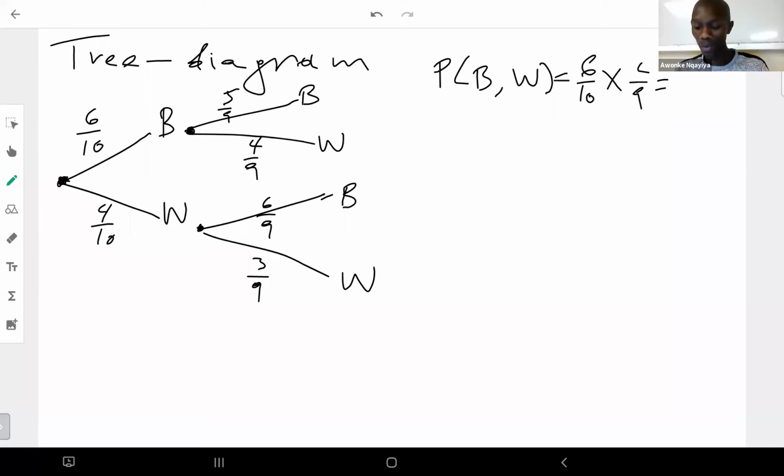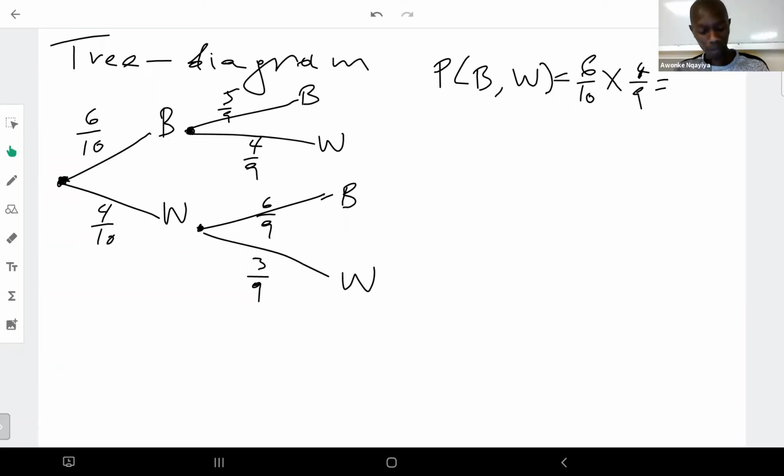It's very important that you notice that when we move through a branch, we multiply. We will talk about a different scenario later on when we add. I will also show you when we add. So I want you to take note that when we move through a branch, we move with a multiplication. We moved through B, and then we moved through white.